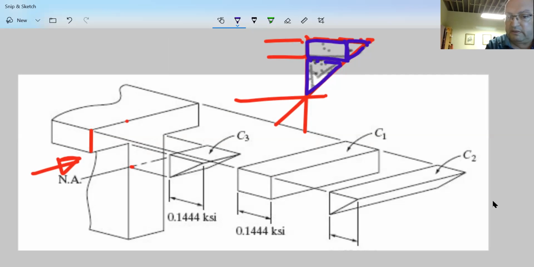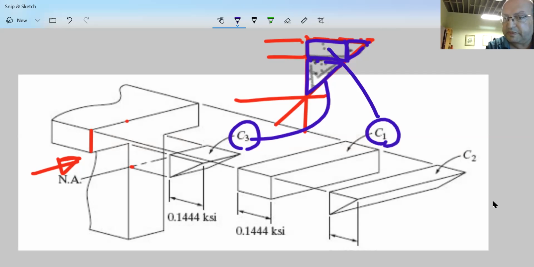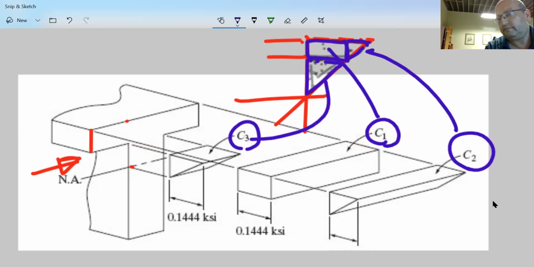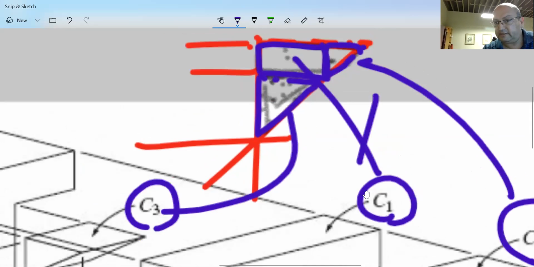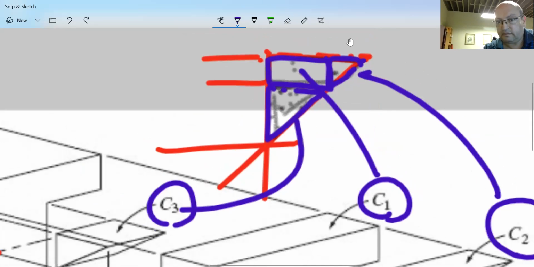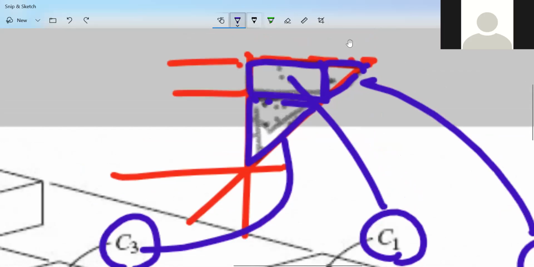What do you call this one? This one is going to be C3. Where is C1? You see, this is going to be C1, which means this guy. Where is C2? It's going to be this guy here. You're good? Yes? Yes, I see it better now.